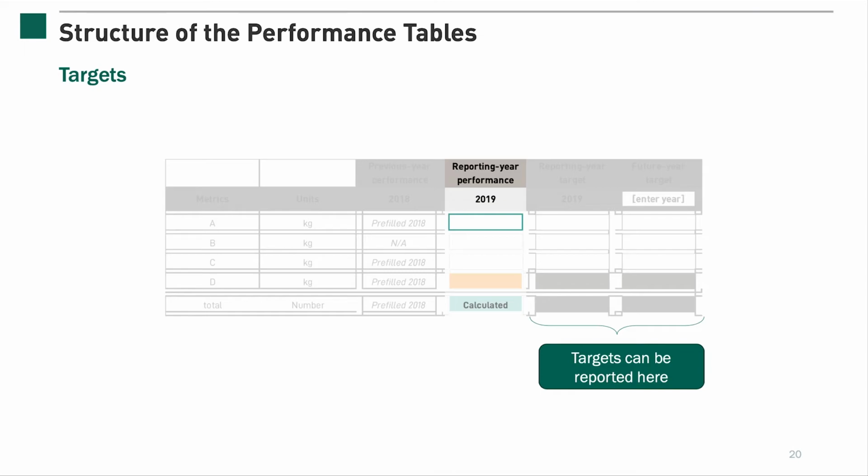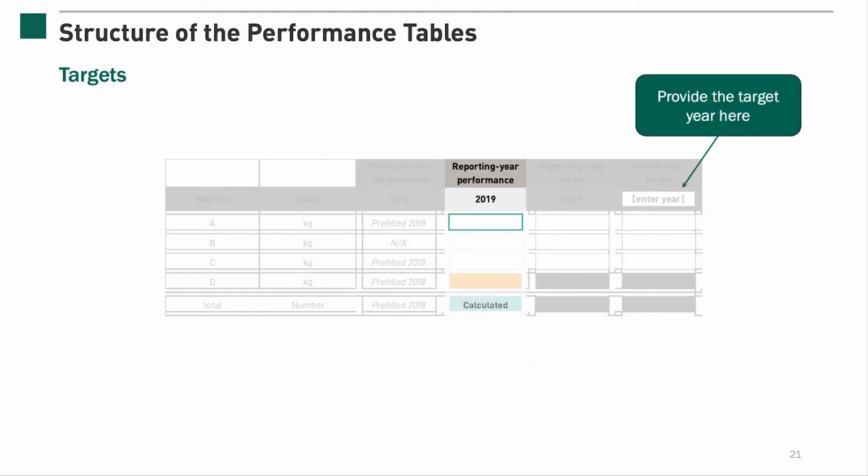Future year targets are any targets that are set for a future year, so any year past the reporting year. Targets are optional for any metric, but green or alternatively orange shaded target cells will be scored. Only targets that are formally adopted should be reported. The future target year should be provided in the cell below the column header Future Year Target.